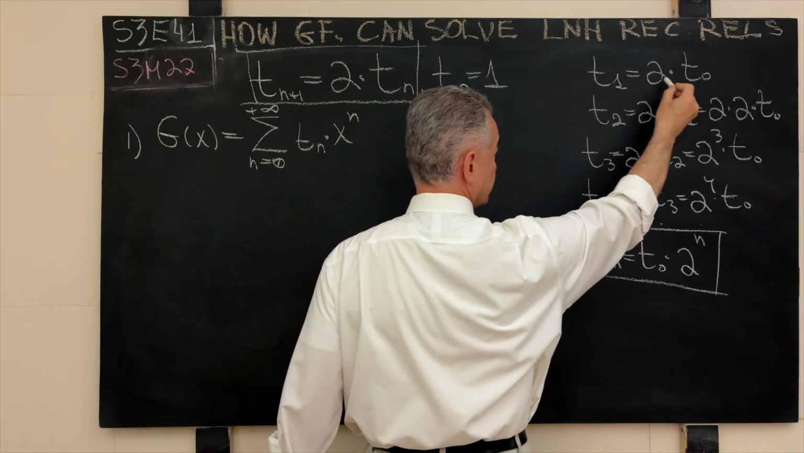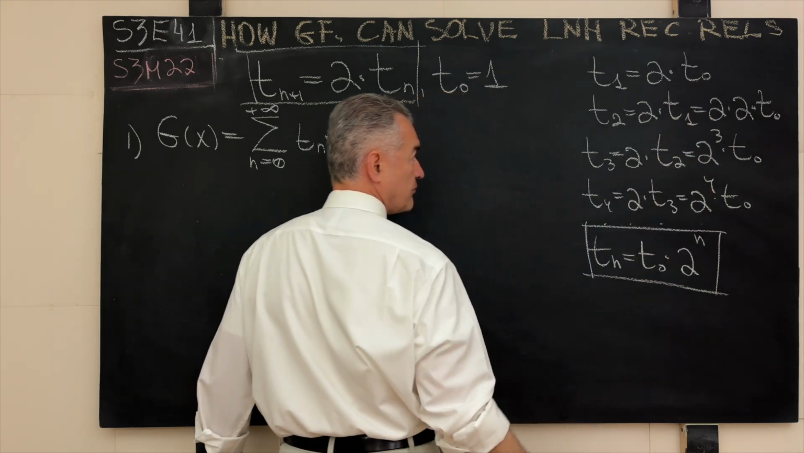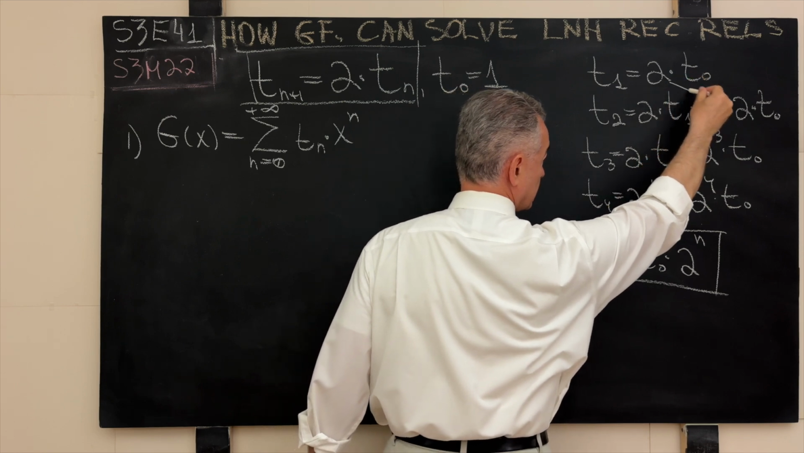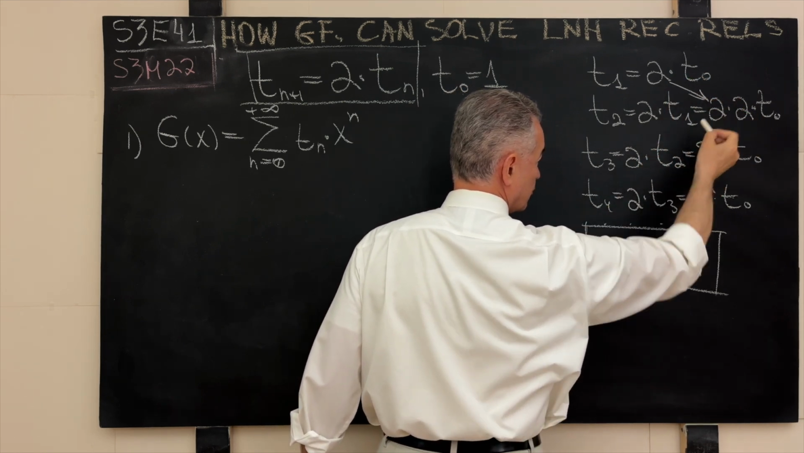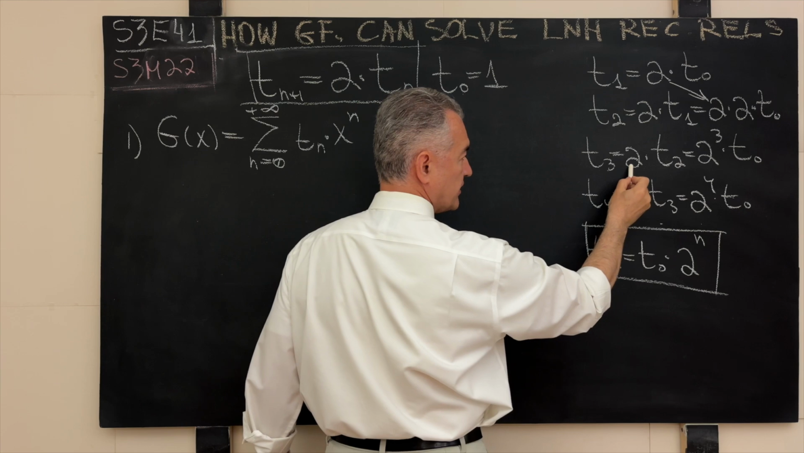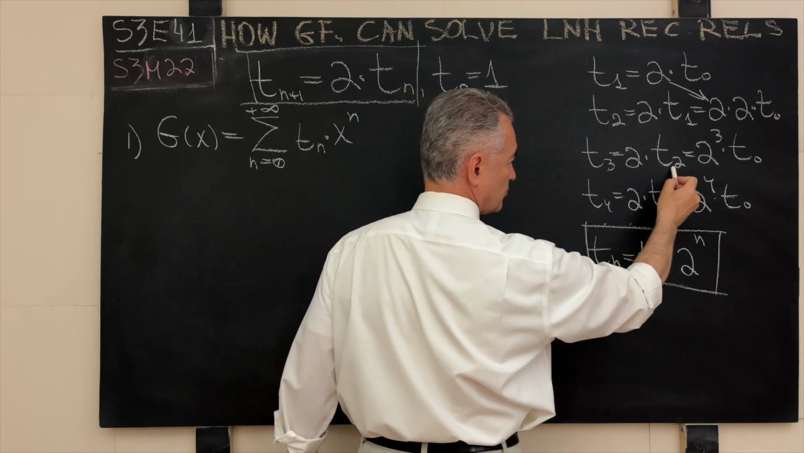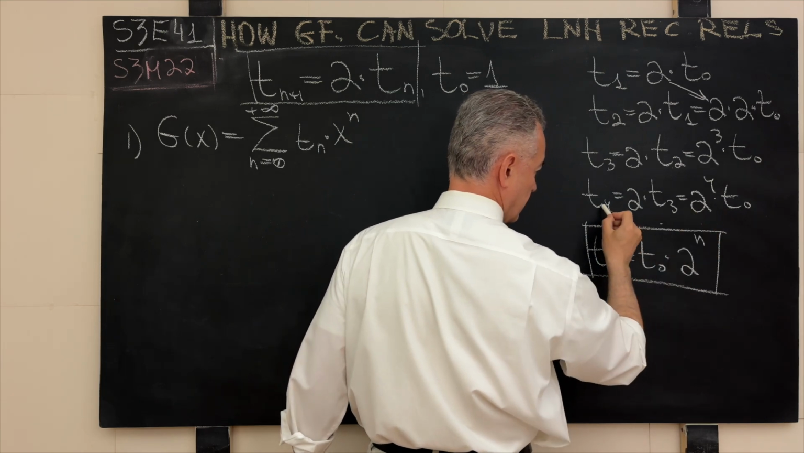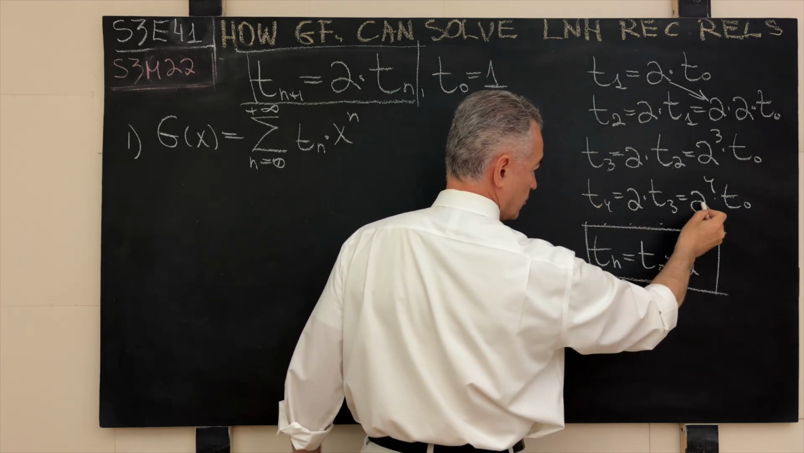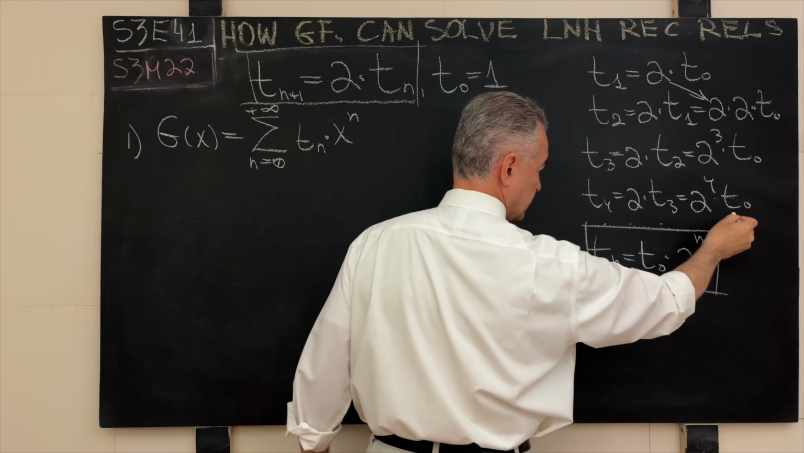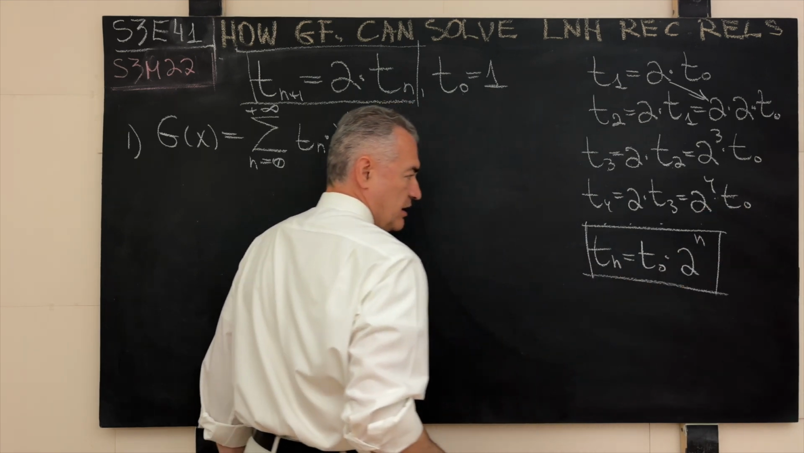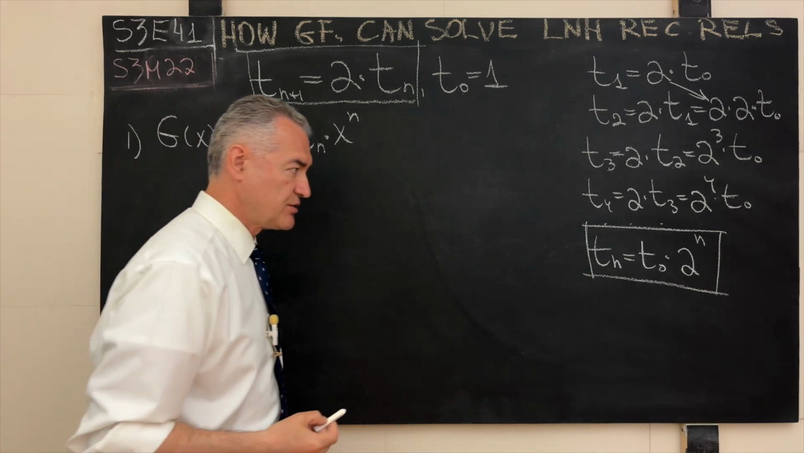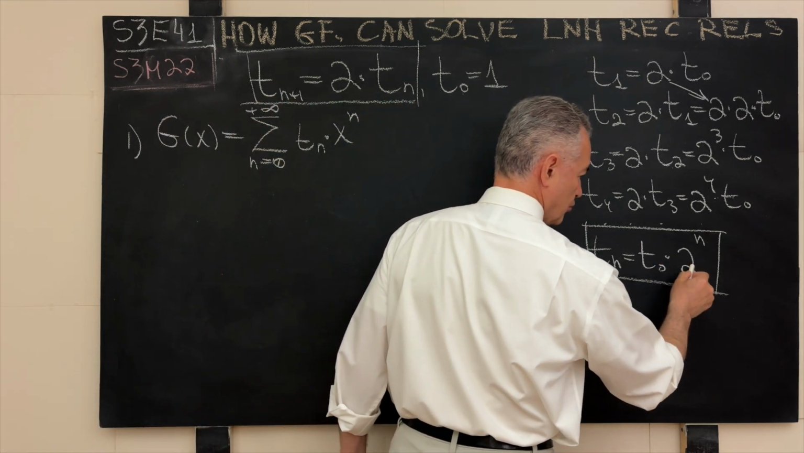The term T1 is twice the initial term T0. The term T2 is twice the term T1, which we know from here. So this will be 2 squared. The term T3 is twice the term T2, which is basically 2 cubed times T0. The same thing for the element T4. This will be 2 raised to the 4th power times T0. So in general, the number Tn as a finite combination of elementary functions is T0 times 2 raised to the power of n.